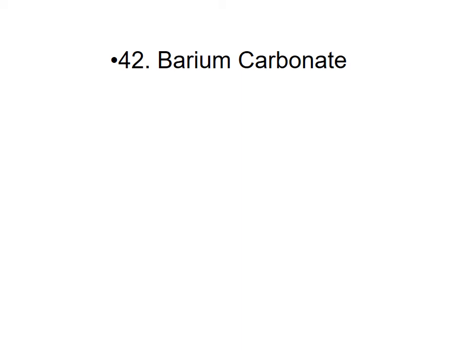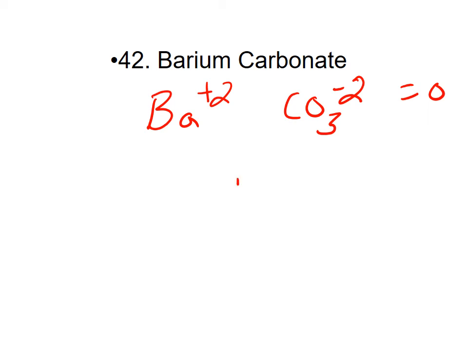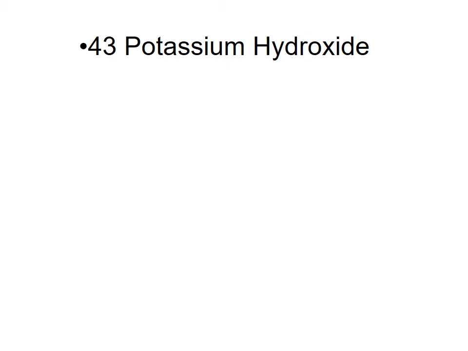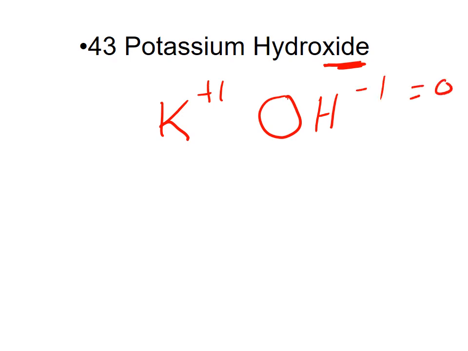And we have barium carbonate, so that would be Ba plus 2, CO3 minus 2, they add to 0, BaCO3. And I believe that one's one we just did, so it should be really easy. Practice makes perfect. Potassium hydroxide, potassium K plus 1. Again, that's a trick. It's really not an element. That's polyatomic OH minus 1. They add to 0. So you just have to put them together.